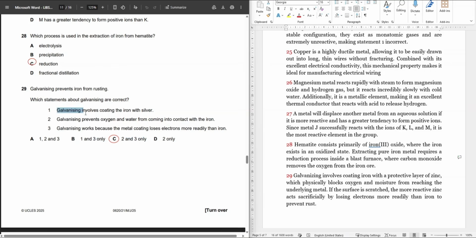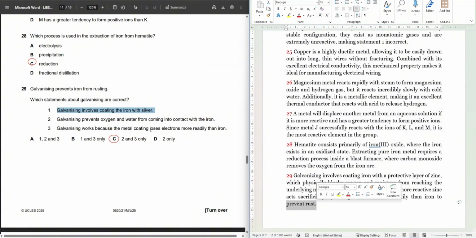The first one, galvanizing involves coating with silver, is completely wrong. The explanation is that galvanizing involves coating iron with a protective layer of zinc, which physically blocks oxygen and moisture from reaching the underlying metal. If the surface is scratched, the more reactive zinc acts sacrificially by losing electrons more readily than iron to prevent rust. All right, let's move on to our next question.